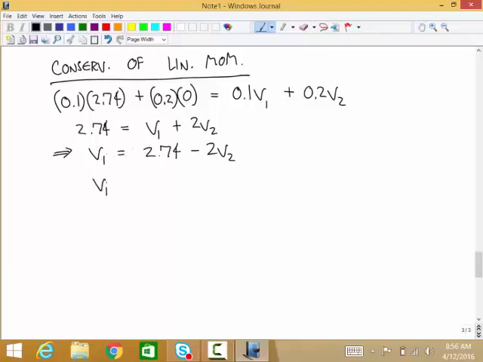So v1 squared is equal to, what's 2.74 squared? Oh, it's 15 over 2, so 7.5, minus, what's 4 times 2.74? Surely someone has a calculator that can do this. Okay, 10.96 v2 plus 4 v2 squared.